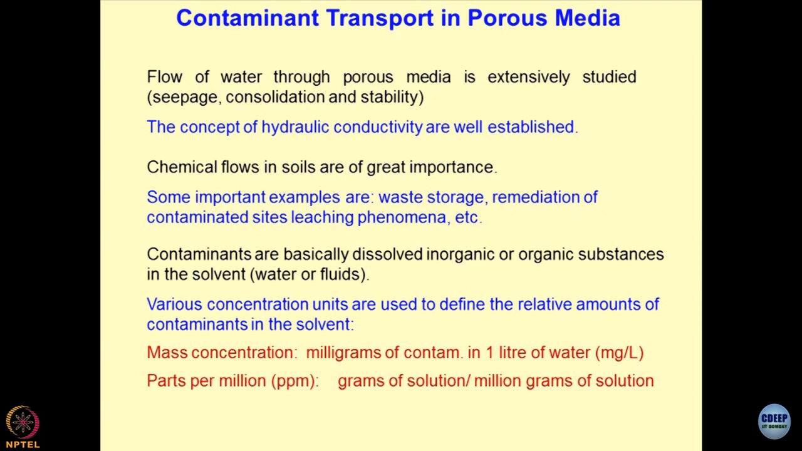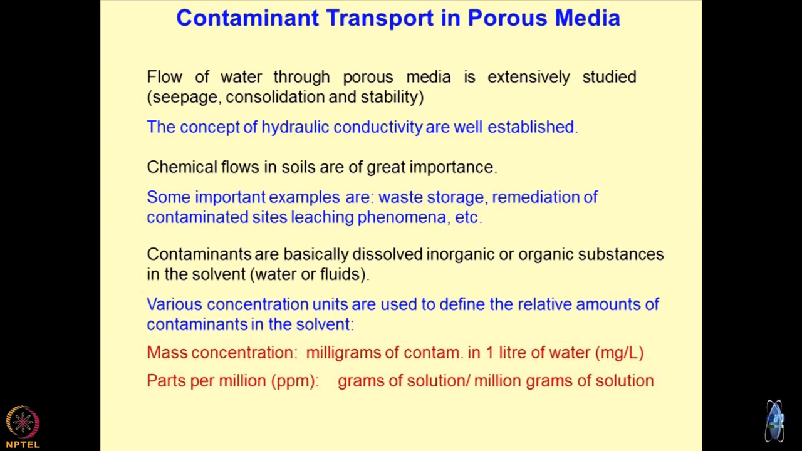So, in this context, we use some units to define what is the amount of contaminants which is present in the solvent. And the best way to define the concentration of contaminants in the solution would be milligrams of contaminants in 1 liter of water. So, we call this milligrams per liter.